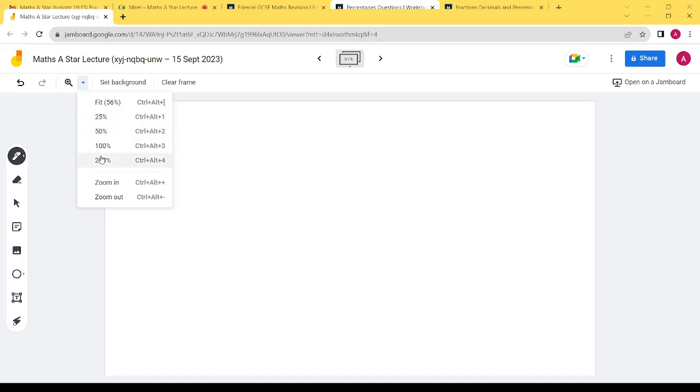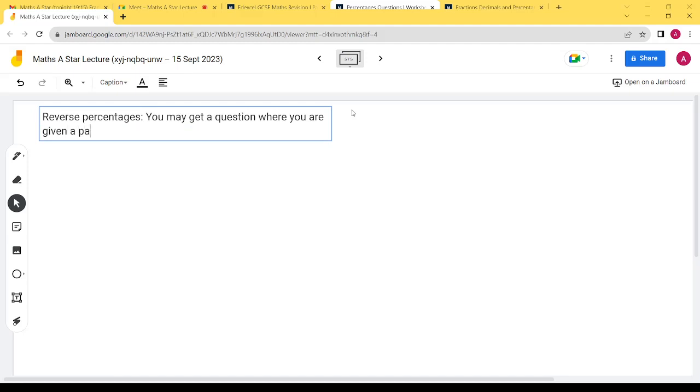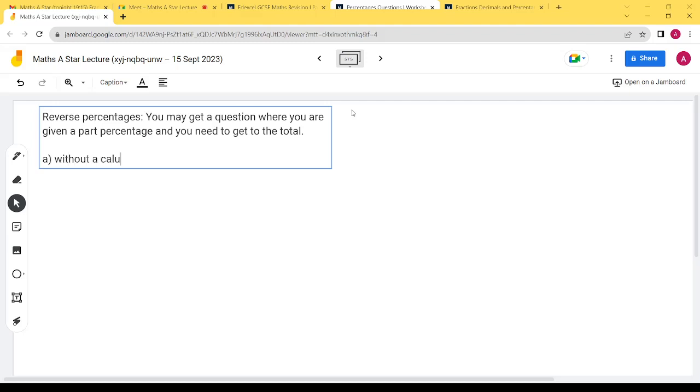All right. So the next one we're just going to mention quickly is reverse percentages. We're just going to look at these with a calculator because it's the way you would normally get them. So you may get a question where you are given a part percentage and you need to get to the total. Actually, no, I will show briefly with and without a calculator. So, let's say without a calculator.